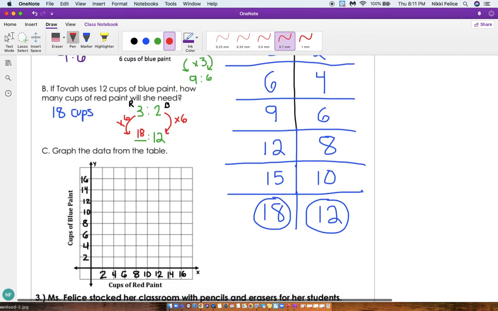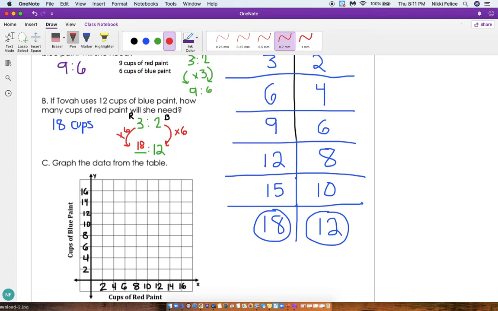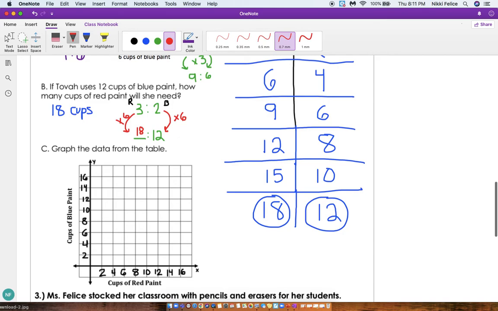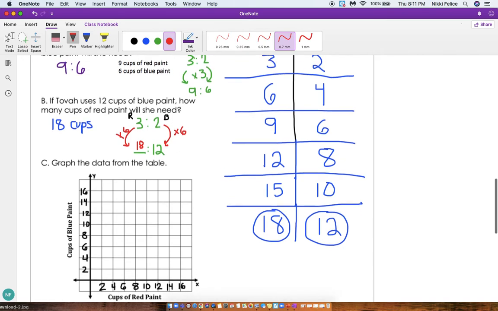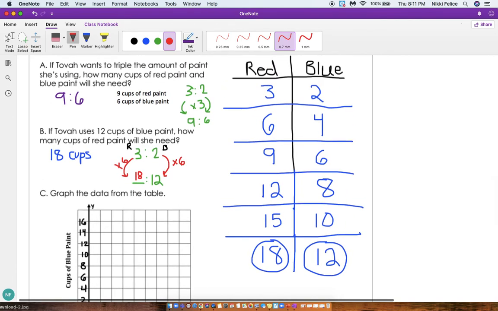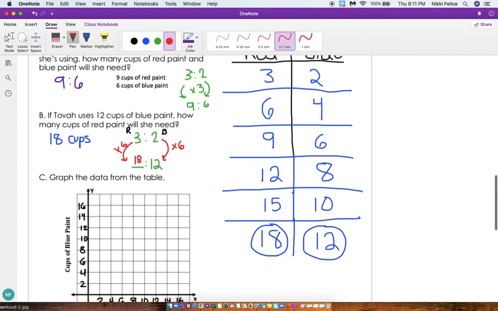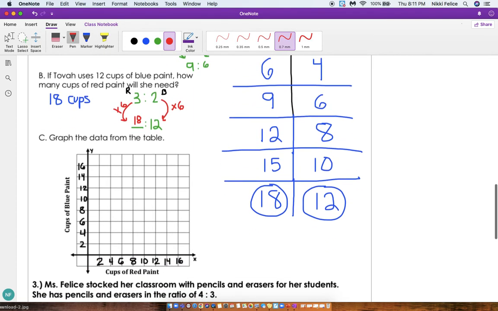For part C, we want to graph the data from the table. So I see cups of red paint on the bottom on my x-axis, and on my y-axis I have cups of blue paint. So my first ratio is 3 to 2. 3 cups of red, 2 cups of blue. On the graph, I would go right here to 3, which is right in between 2 and 4. 3 cups of red paint on my x-axis. And then go up to 2 cups of blue paint. And that's where my first data point would go.